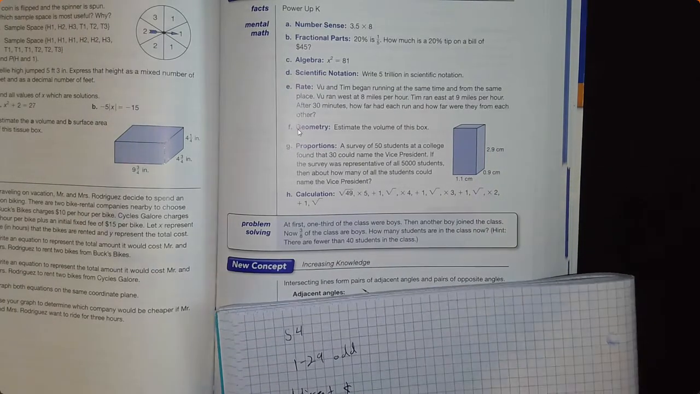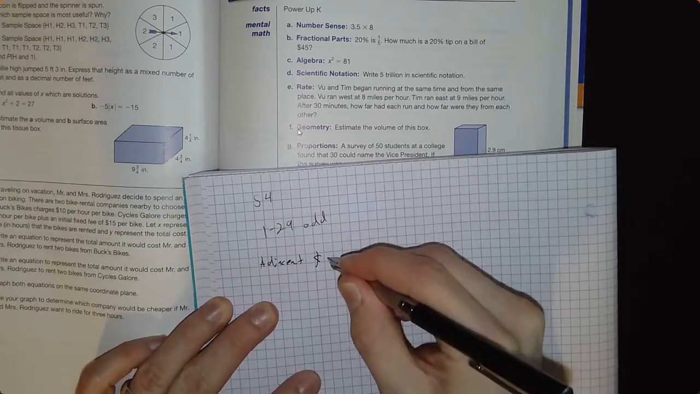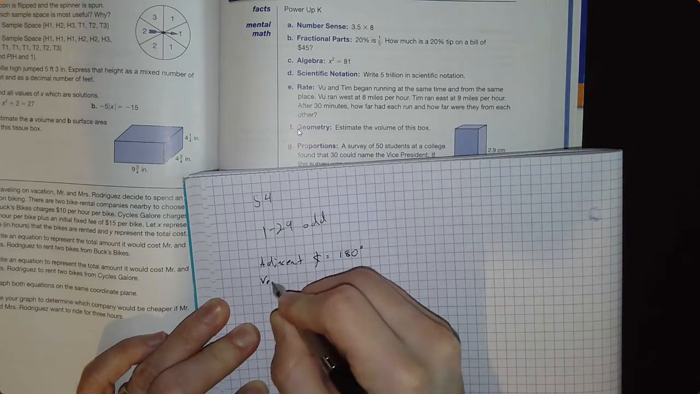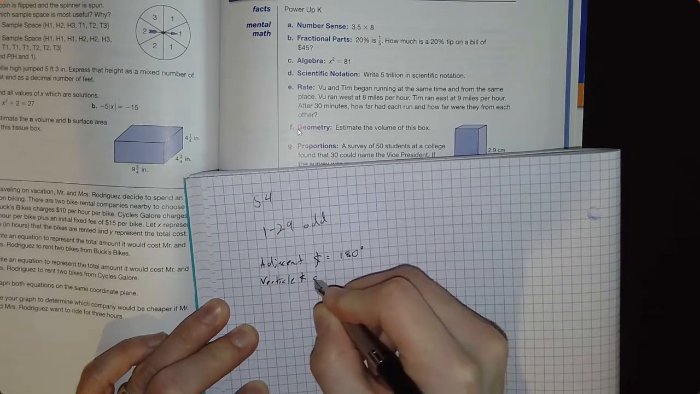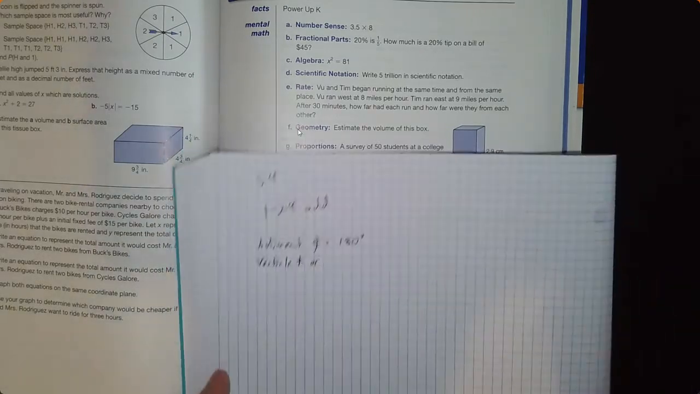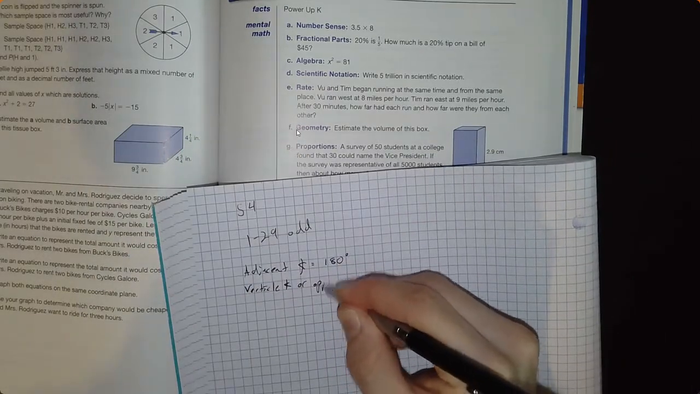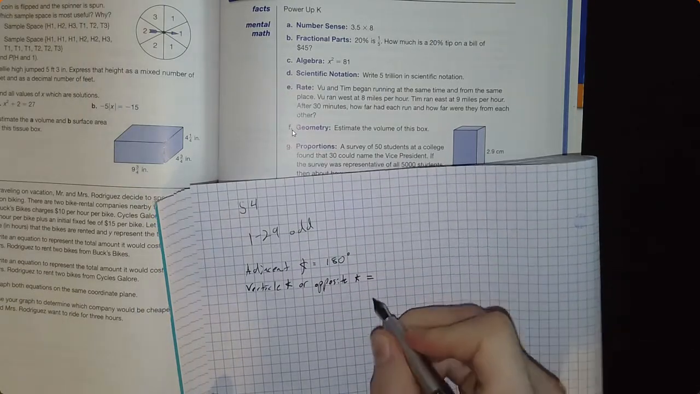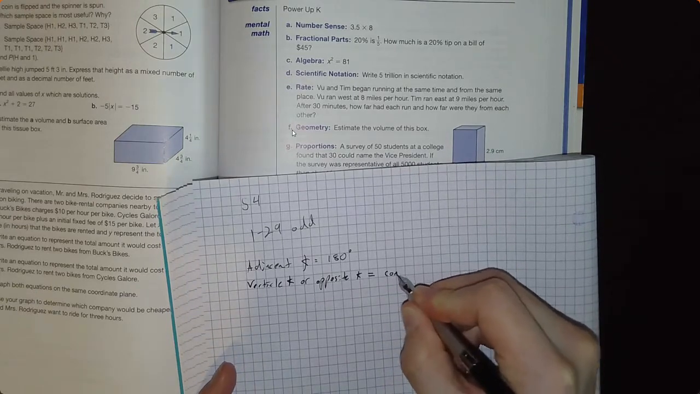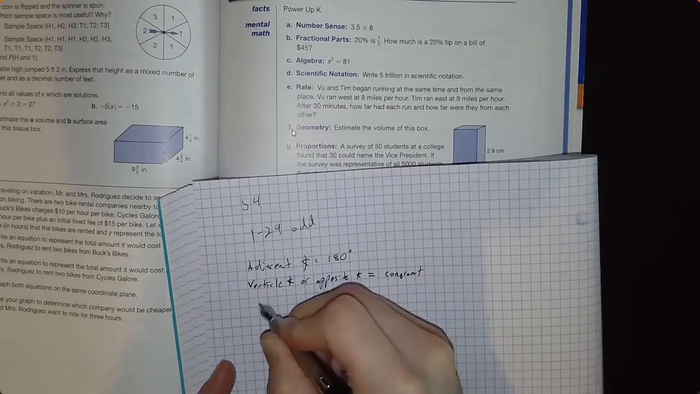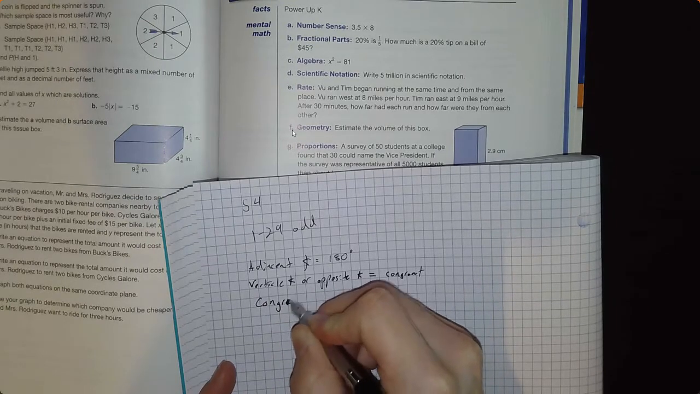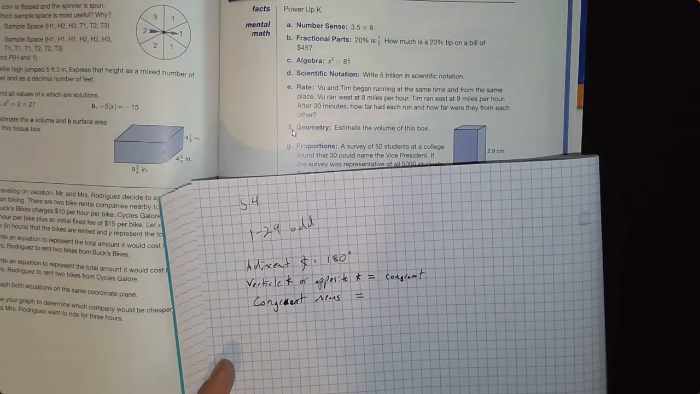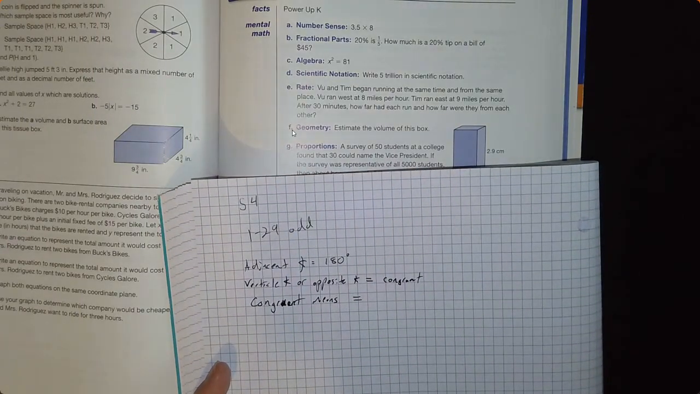Adjacent angles, this is the sign for angles, equals 180 degrees. Vertical angles or opposite angles equal each other. They're congruent. And remember, congruent means equal. They are the same angle.